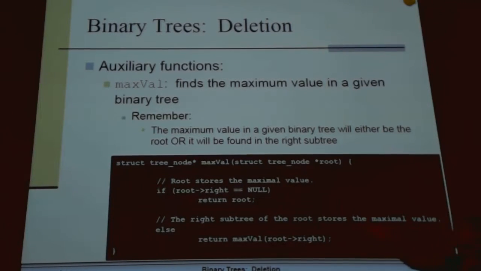But here, for our max value, again, we're looking to the right now. So we're going to check root's right and see if it's null. If it's null, we don't have a right. Otherwise, we're going to use recursion to keep checking for the max value on the right of our binary tree.